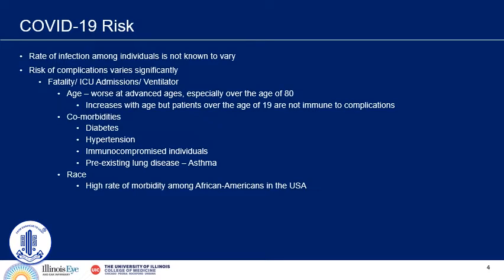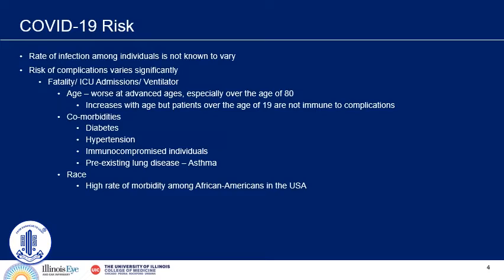The comorbidities that have been identified that also are associated include diabetes, hypertension, immunocompromised individuals, and pre-existing lung disease, especially asthma. Many of these patients can have significant complications and death from getting COVID-19. There have also been recent reports that patients who have COVID-19 who are intubated have a much more difficult time getting off of intubation and may have a higher morbidity rate.